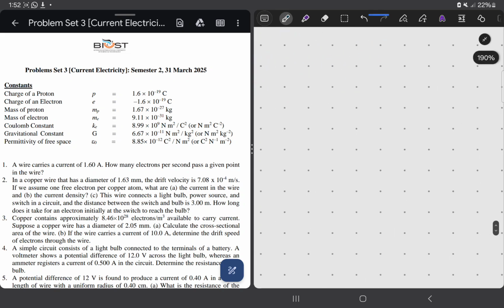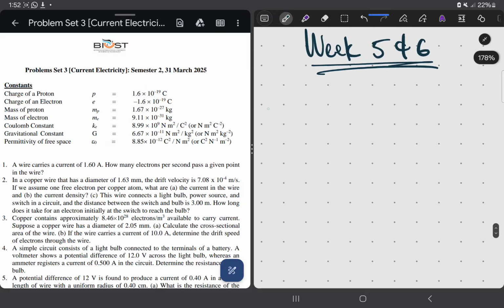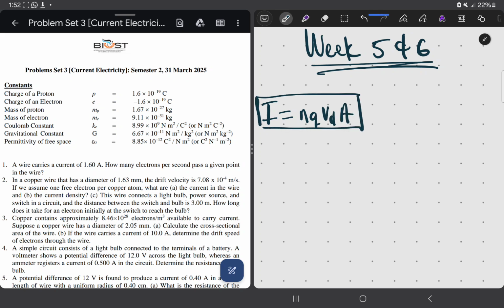Okay, it's fine. What are we going to do? Let's put the formulas. We start with the formulas for I. We know that I is equal to, we don't write E now, it's nQ, then vd, then A. Okay, for area. This is drift velocity. And we know that n is just going to be Avogadro's number, and then we multiply by the electrons and divide by the molar mass.